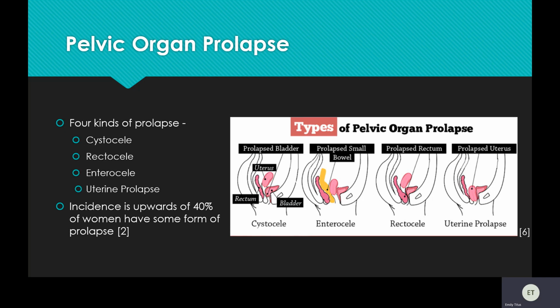So the incidence for this is actually very common. Upwards of 40% of women have some sort of prolapse, and I can speak to that as being true. 1 in 3 to 1 in 2 of my patients, of my evaluations for pelvic floor dysfunction, I find that they have a prolapse, and most women don't know because sometimes it's not symptomatic. And there's different grading to it, but that's not important for this presentation.